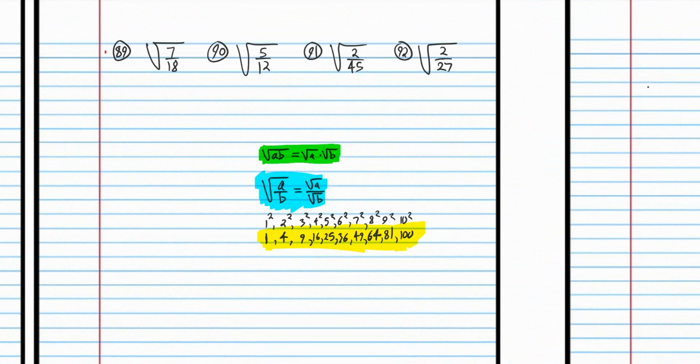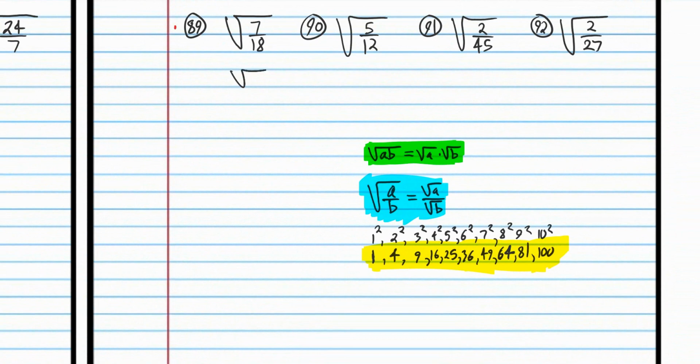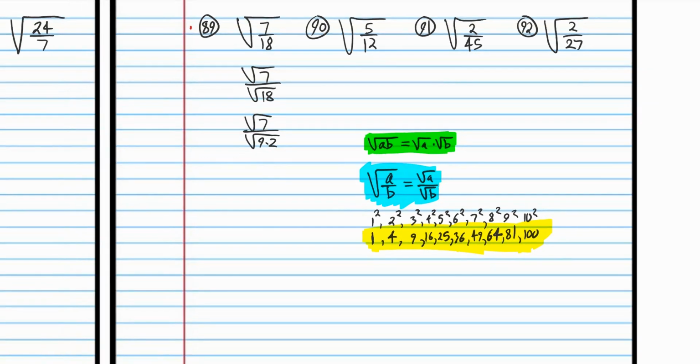All right, so these are the same exact types of problems, no difference whatsoever, except you're going to have to pull out a perfect square in the denominator instead of the numerator. So let's try one of these together. It's the same principle. Use the blue equation. And so now we're going to have to pull out a perfect square in the denominator. So we get 9 times 2 in the denominator. So we pulled out the perfect square.